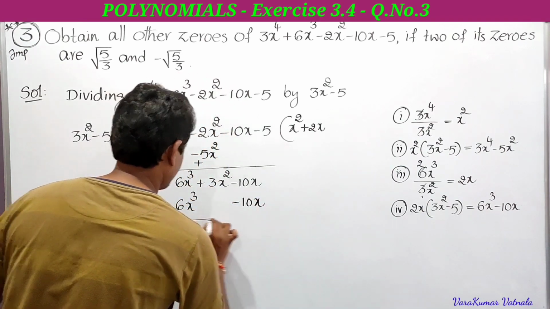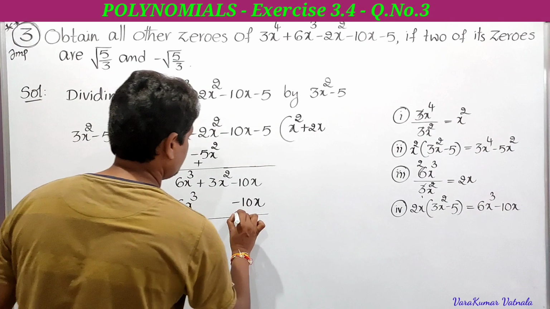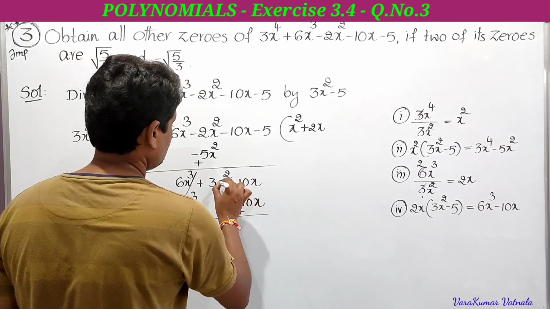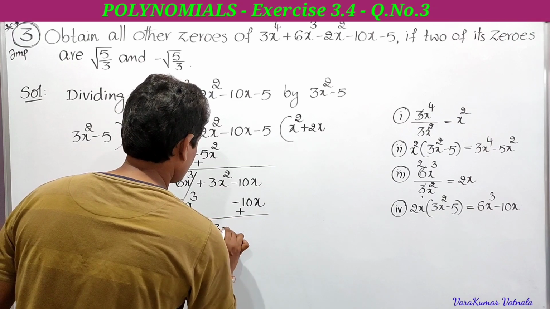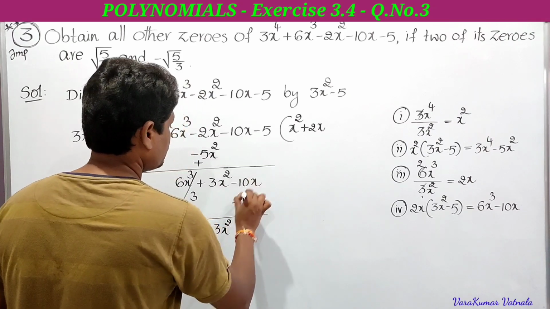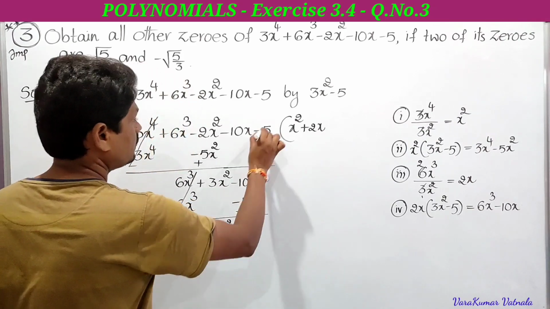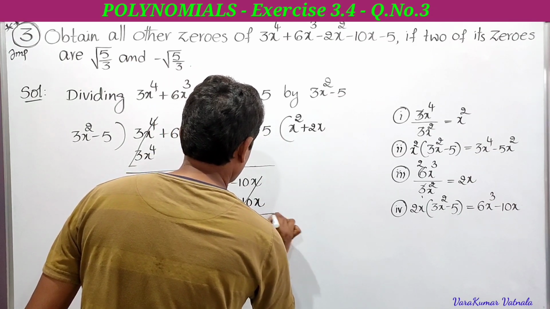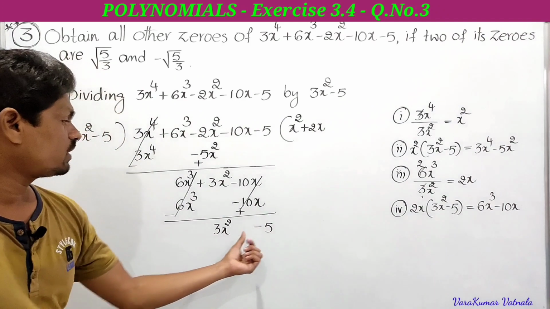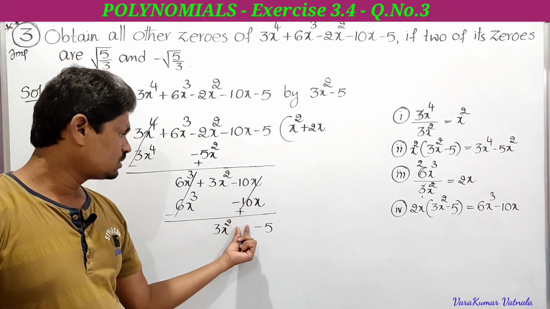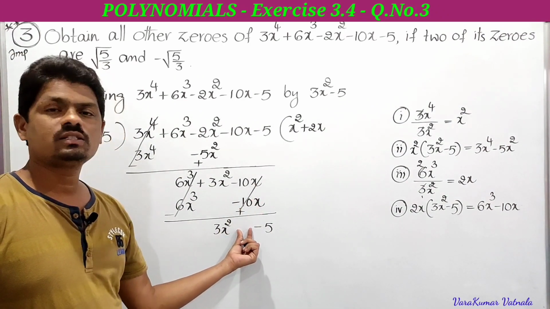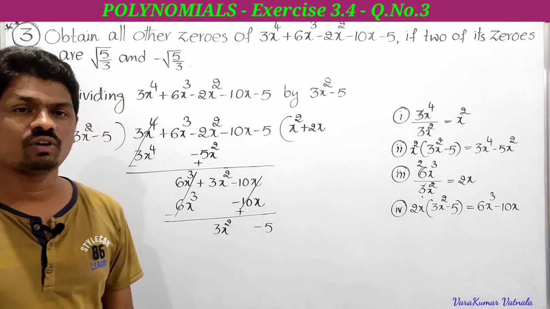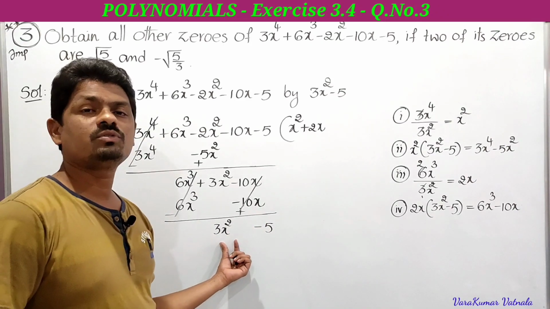So now subtract, it becomes minus, it becomes plus. 6x cube minus 6x cube gets cancelled. So write this 3x square as usual, and minus 10x plus 10x gets cancelled. So here write minus 5 as usual. So here it is 3x square minus 5. Since there is no x term here, there is some gap between these two. So again this becomes dividend.